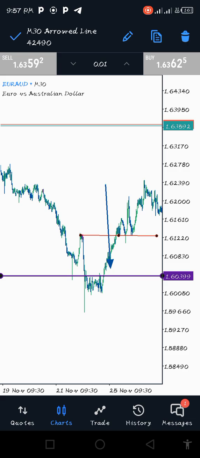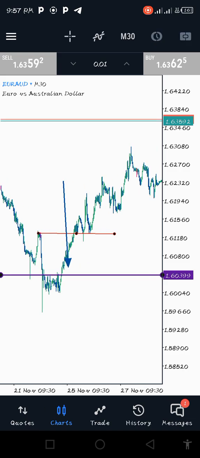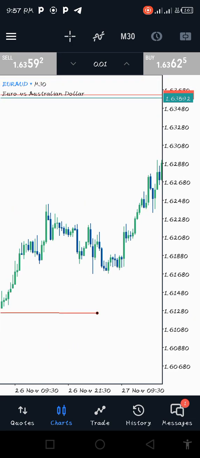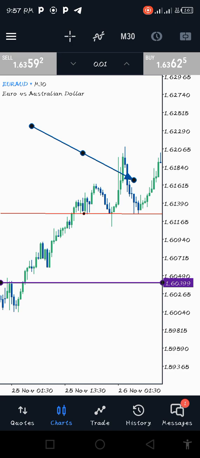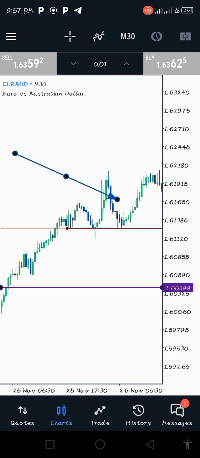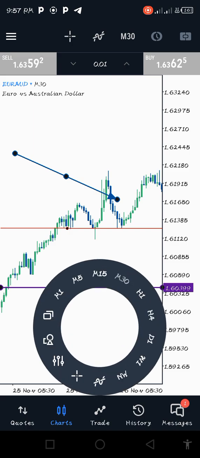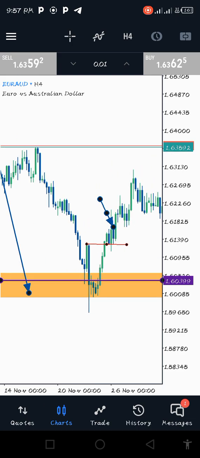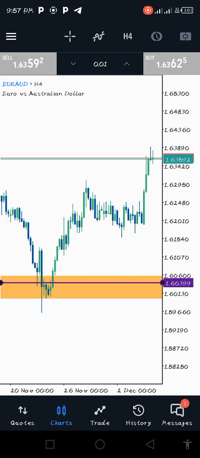So price reacted and gave us a change in character right here. So when price could come back into our major zone, we could be anticipating buying opportunities from those zones. So now we go back to the 4-hour time frame and draw what we call our major zones, where we expect price to react from and give us buying opportunities.